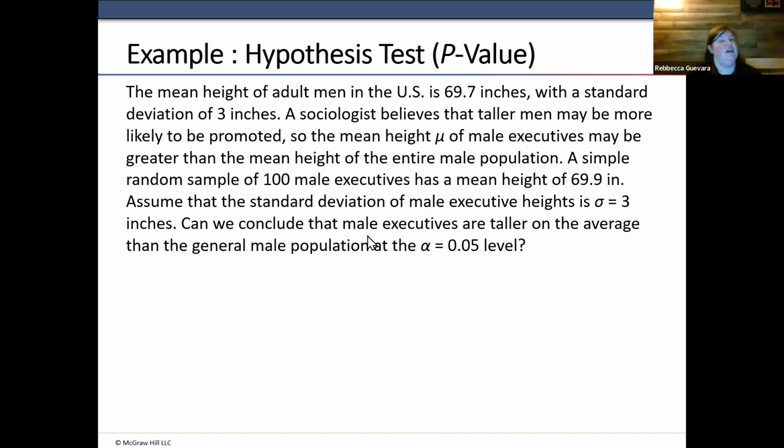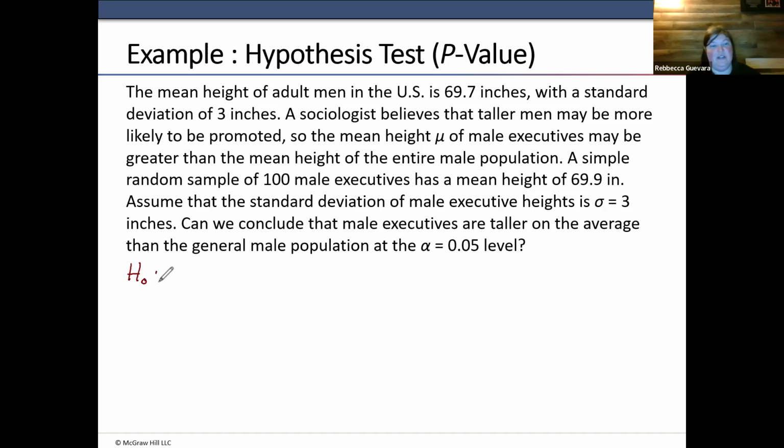The mean height of adult men in the US is 69.7 inches with a standard deviation of 3 inches. A sociologist believes that taller men may be more likely to be promoted, so the mean height of male executives would be greater than the mean of the entire population. So we're looking at this.